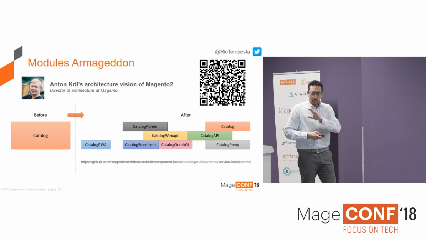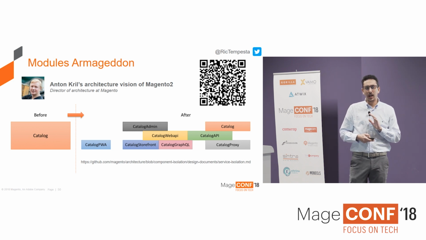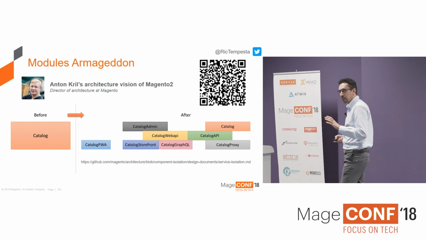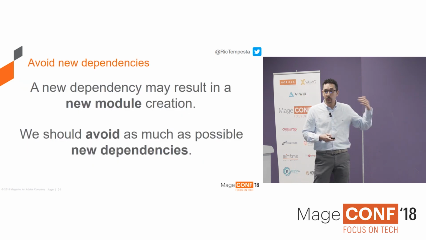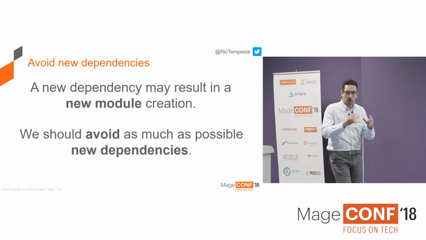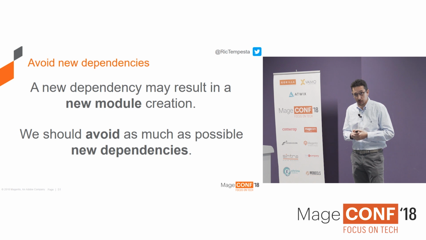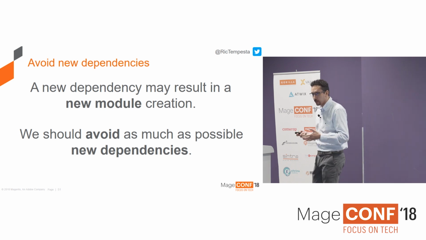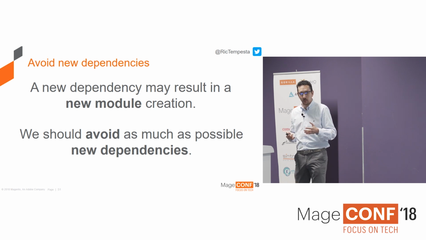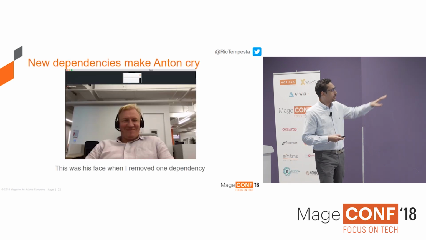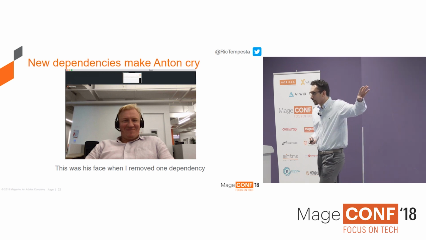But you know that if you handle the software in this way, every time you add a new dependency can be a real problem, because adding a new dependency can lead to a new module creation. And when you create a new module, you add complexity, you add something more to check. And you should avoid that as much as possible, even because every time you add a new module, Anton cries. And this is real, because I will show you what happened. This is his face when I told him I removed one dependency. It's real.